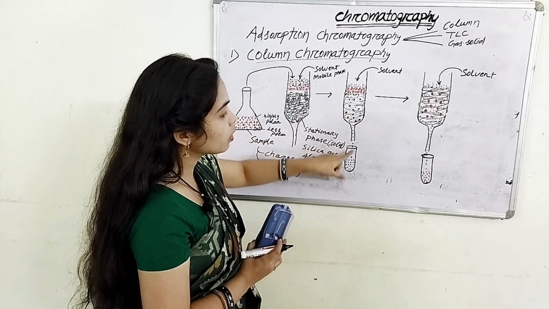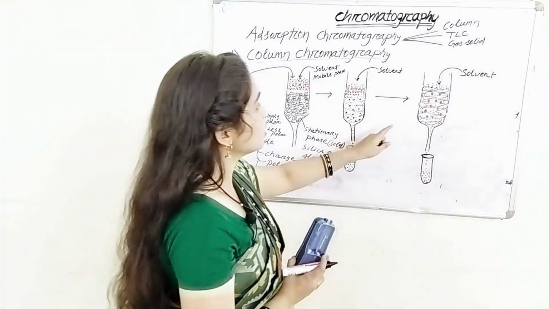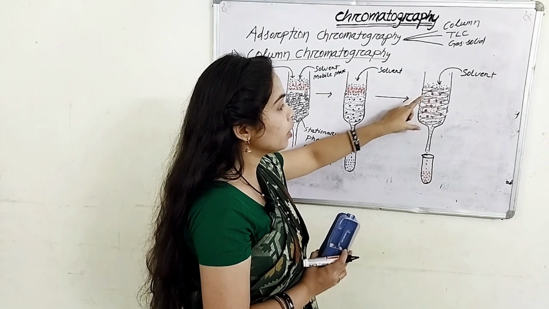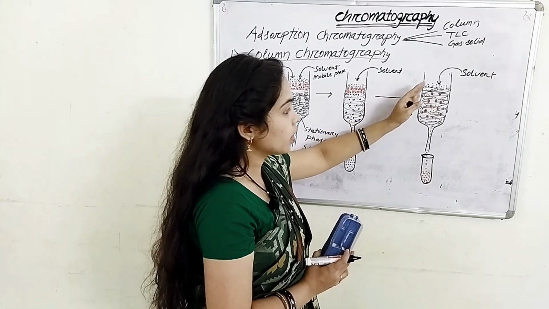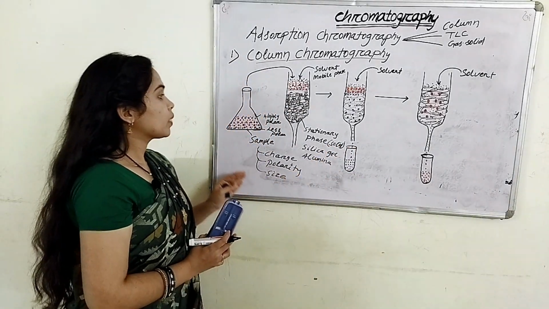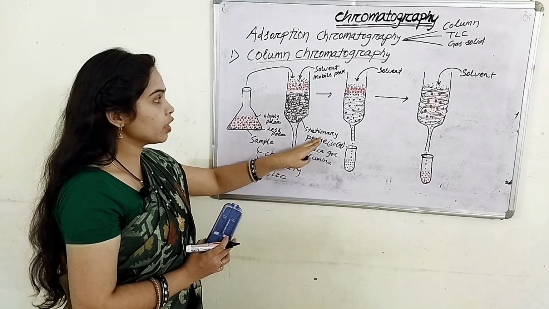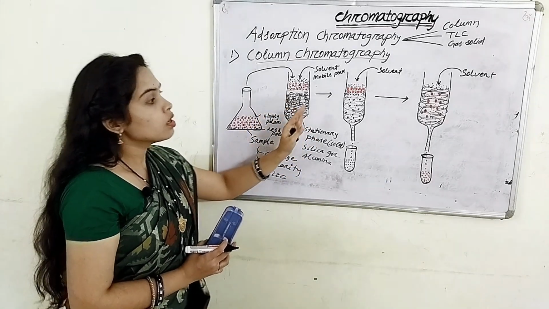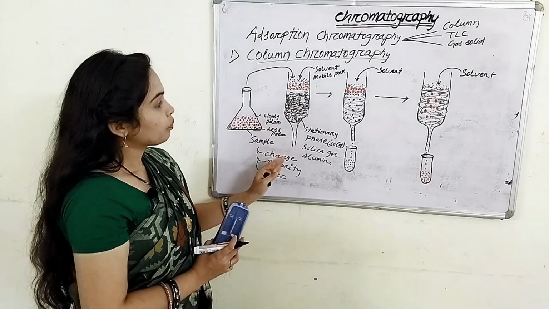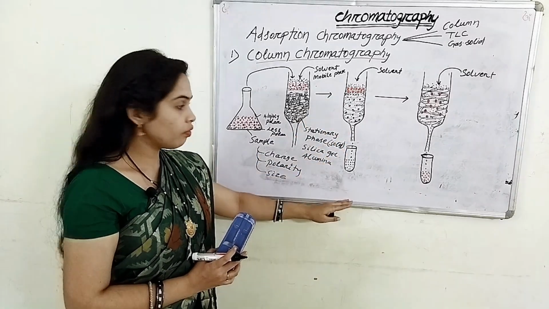is eluting from the column first, and secondly the large molecule, this red molecule, due to its high polarity, it is eluting from the column very slowly, means the molecule having greater polarity towards the stationary phase eluting slowly, means eluting last, and the molecule having less polarity towards the stationary phase is eluting first.